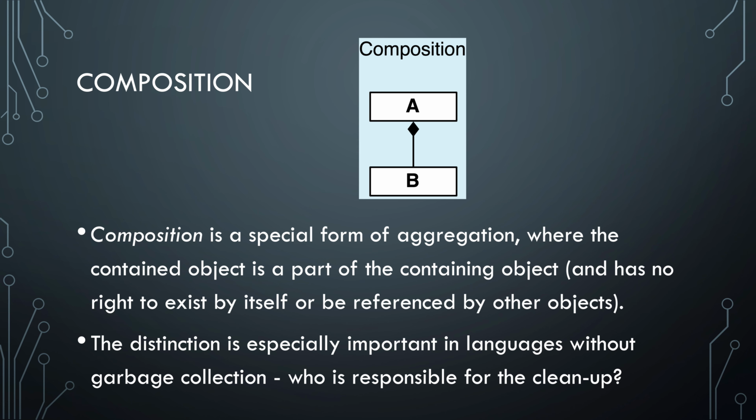Composition is a special form of aggregation, where the contained object cannot really exist by itself. For example, you can imagine that if you have a class person, it may have a composition with address, since a standalone address is not used in your application. Composition is important in languages that do not have garbage collection, since you need to know who's responsible for cleaning up data that's no longer used.